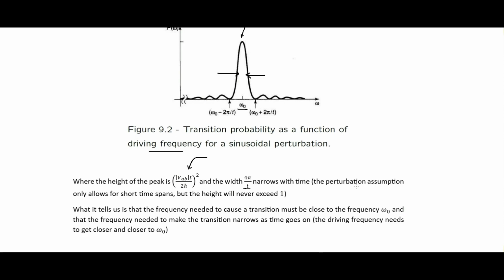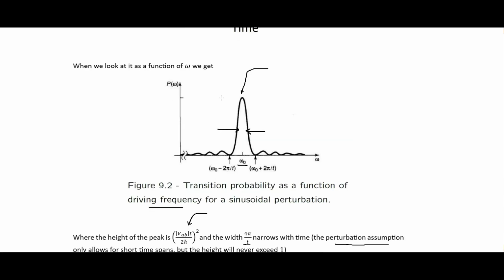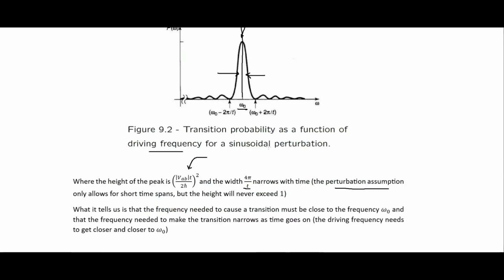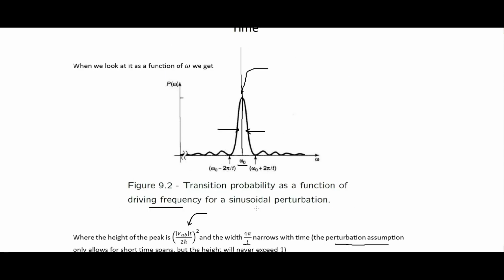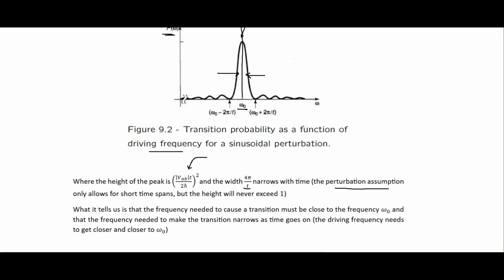Though the perturbation assumption that we're using only allows for short time spans, theoretically this would sort of keep going infinitely until you get sort of like a delta function right at omega sub naught. But this perturbation assumption only allows for relatively short time spans. And even if we didn't allow that, it would never exceed 1. So this probability here would never go above 1, because you can't have a probability greater than 1.